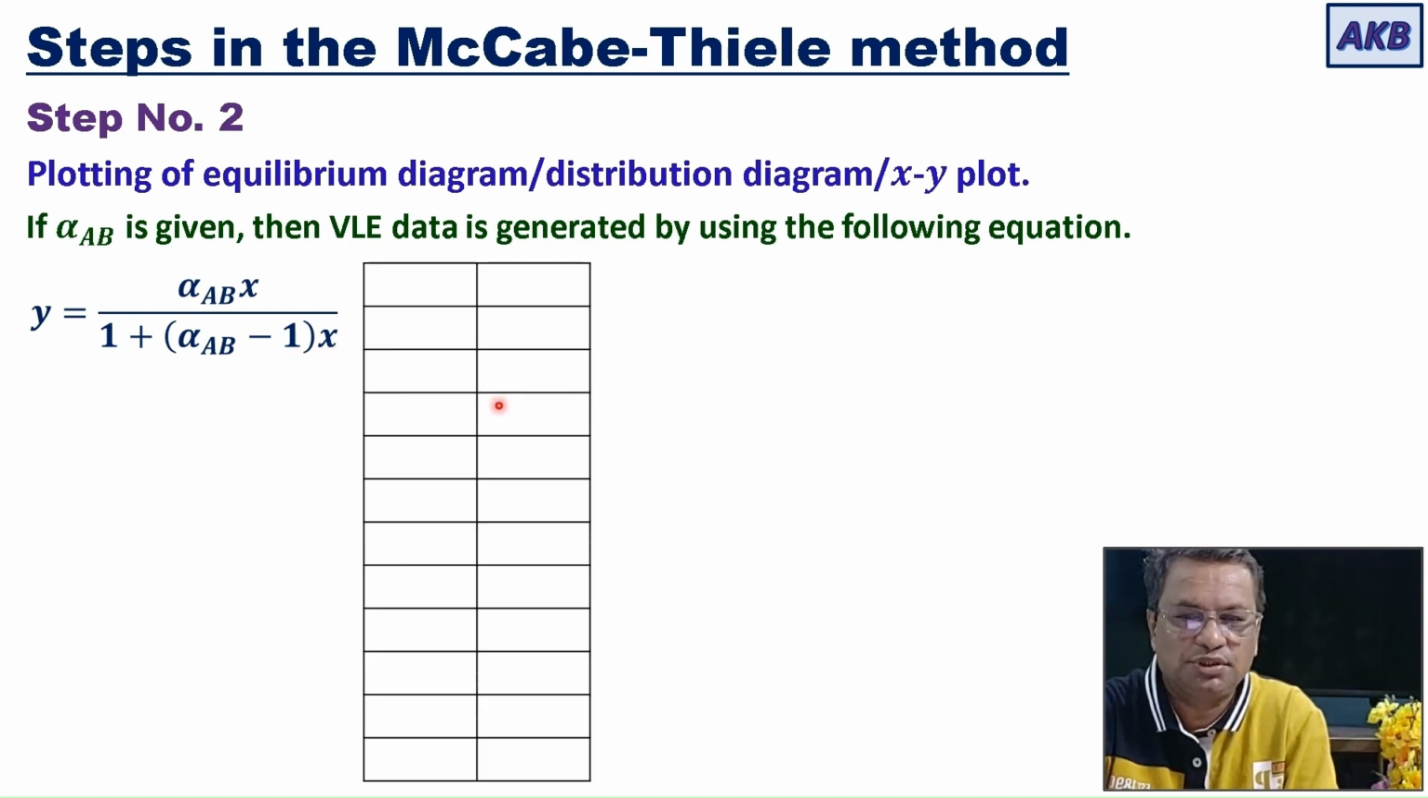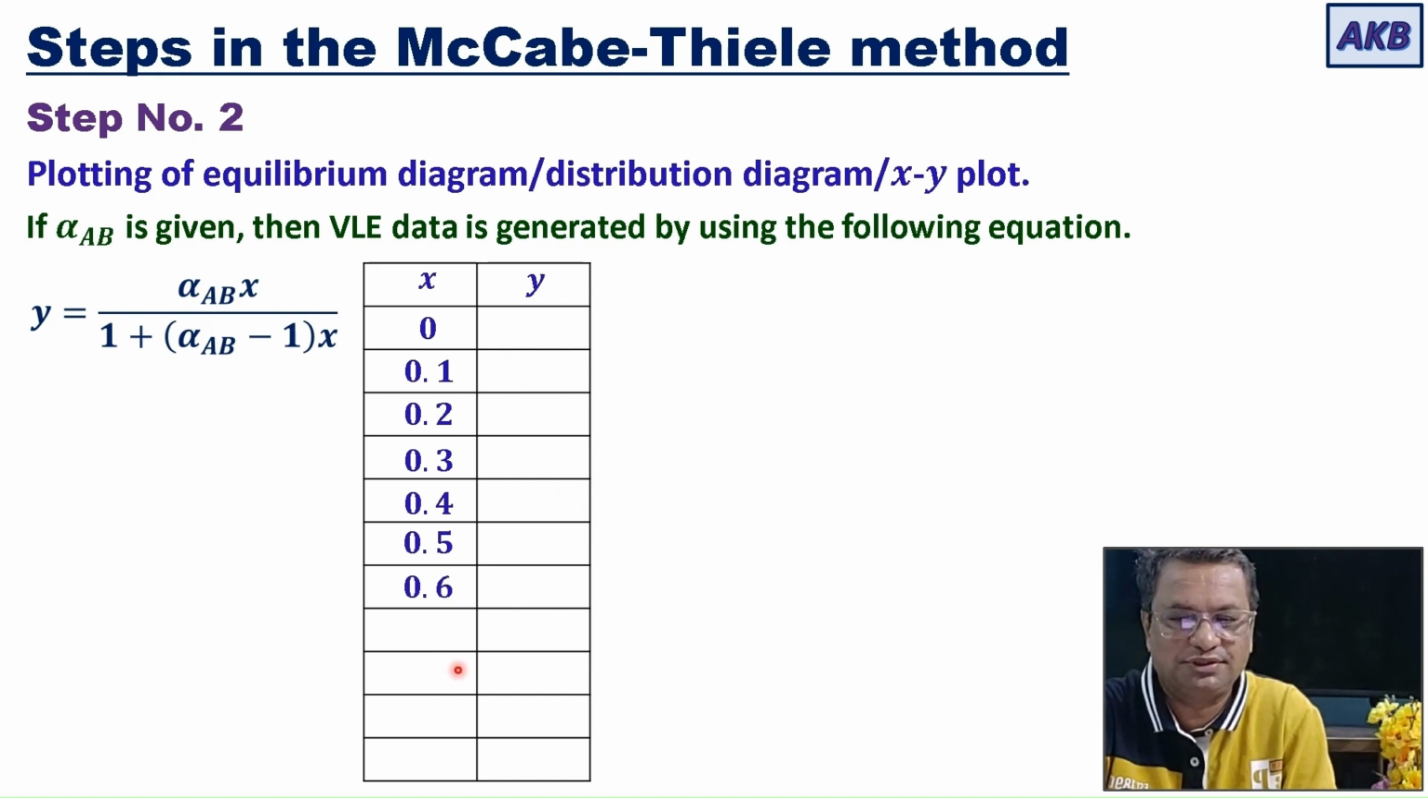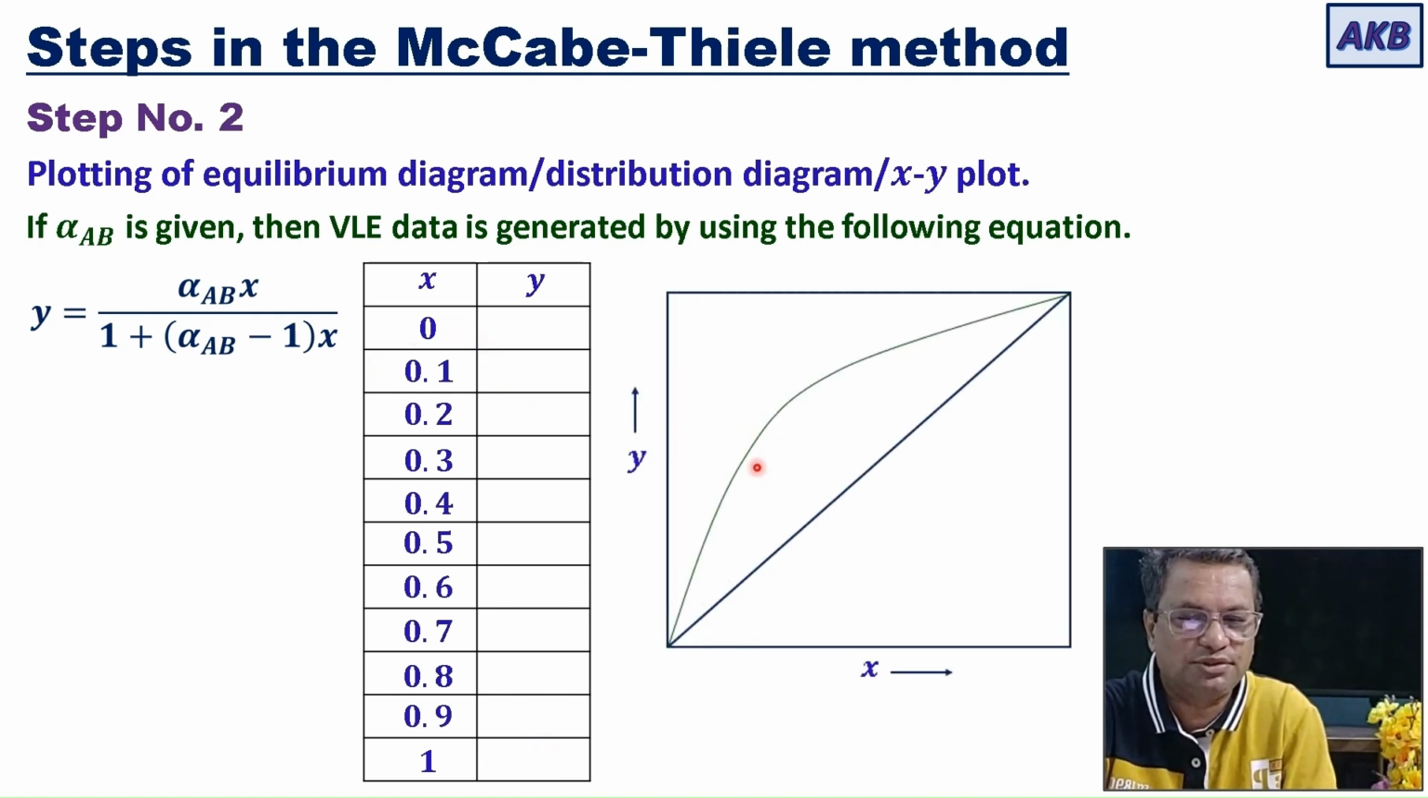So what is the approach? The approach is to assign some values for x. For example, this could be 0, 0.1, 0.2, 0.3, 0.4, 0.5, 0.6, 0.7, 0.8, 0.9, and 1. For each of these values of x, we have to calculate the corresponding value of y, and then you can report those values in this table. And once you have all x and y values, you can plot them against each other to get the distribution curve.